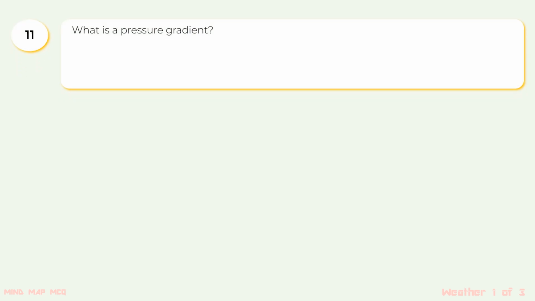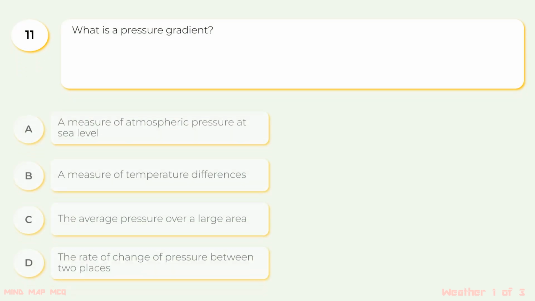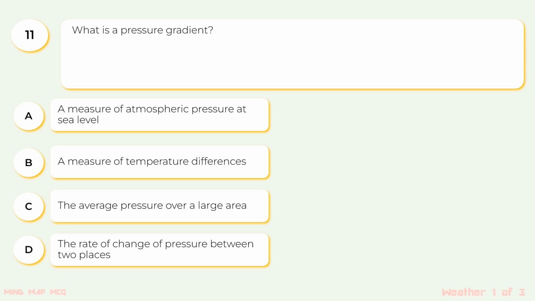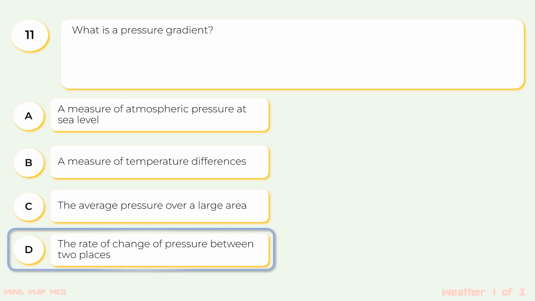11. What is a pressure gradient? The options are A. A measure of atmospheric pressure at sea level, B. A measure of temperature differences, C. The average pressure over a large area, D. The rate of change of pressure between two places. The correct option is D. The rate of change of pressure between two places.